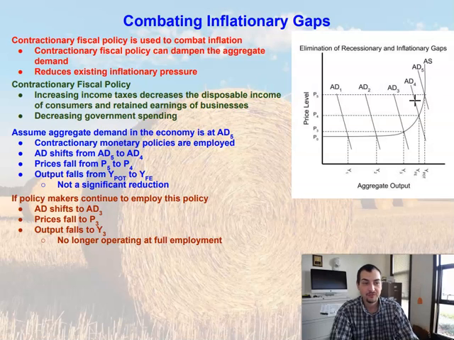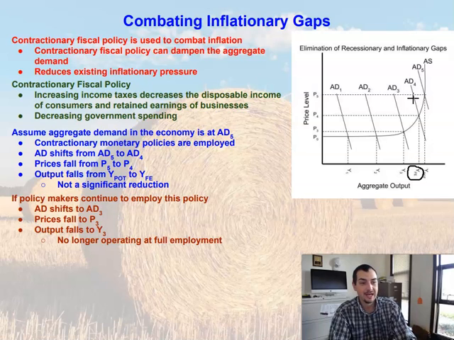We're going to be shifting the aggregate demand to the left, back to this YFE, because we're always trying to go to YFE. And the way we do that is by getting people to spend less. We're either going to tax them more, so they have less disposable income to spend, or we're going to reduce government spending so the government's not buying as much. So what happens if they continue to employ this policy? What if we're already down here at full employment, but the government hasn't realized it yet, so they employ another round of contractionary fiscal policy?